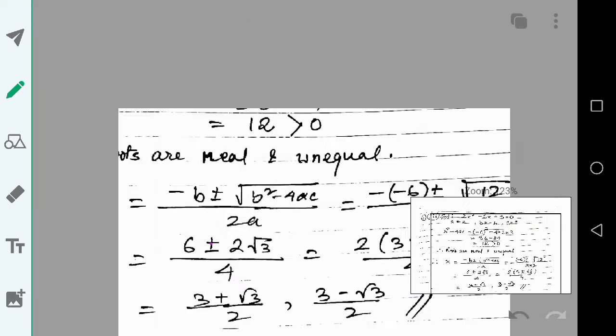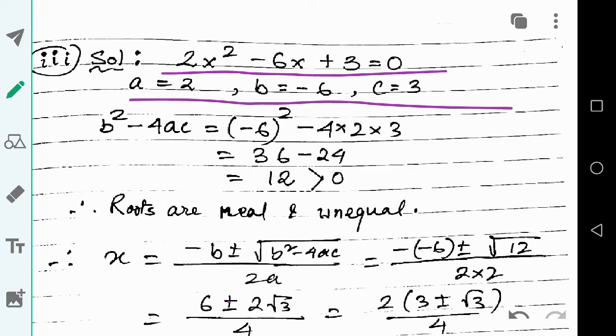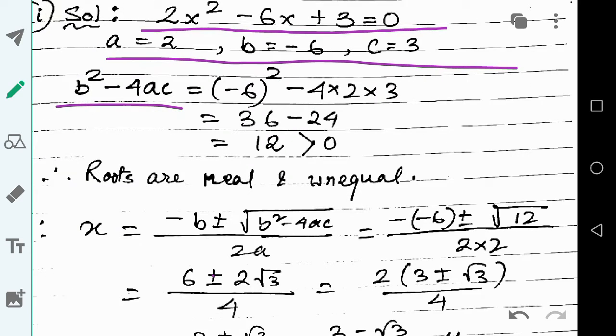This is the next equation, third of question number 1. Again let's find the value of a, b and c, then put the values of a, b, c here. So here we have got b square minus 4ac is equal to 12, which is greater than 0. That means the roots are real and unequal.